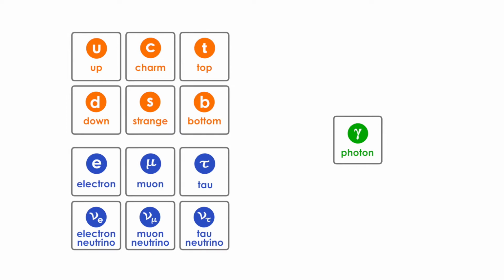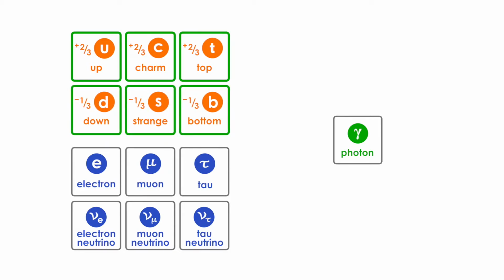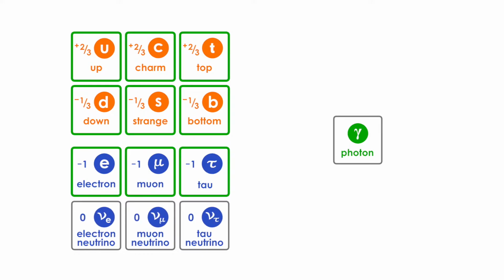However, if a particle has no electric charge, then it won't interact with photons and thus won't experience the electromagnetic force. All of the quarks are electrically charged. The up, charm, and top quarks all have positive 2/3 electric charge, and the down, strange, and bottom quarks all have negative 1/3 electric charge. The electron, muon, and tau all have electric charge of -1. But the neutrinos are electrically neutral, so they don't interact with photons.